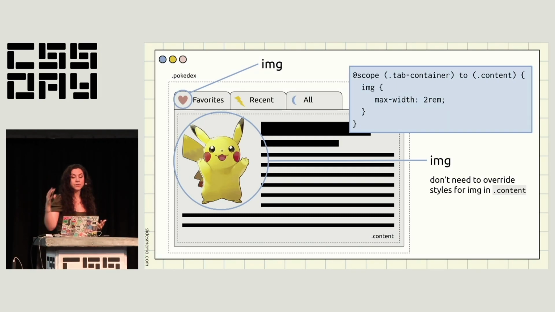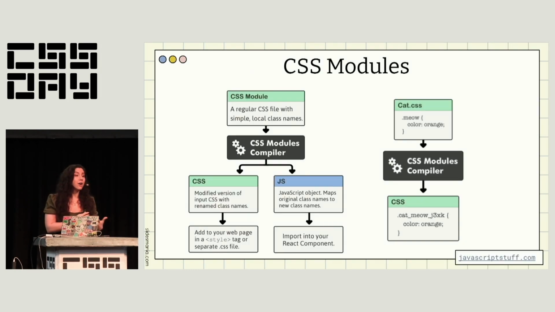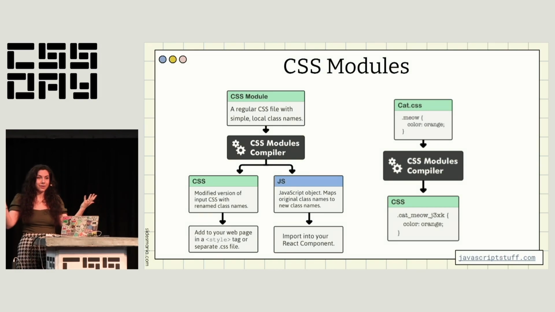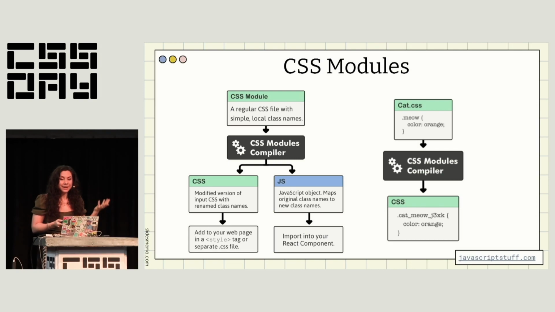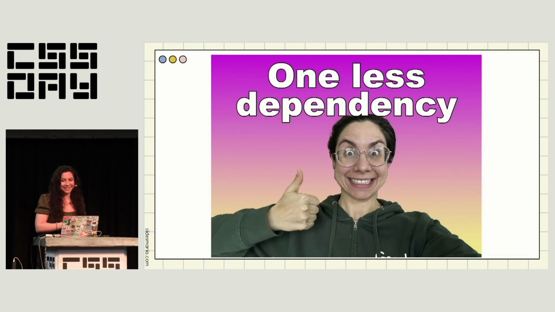We don't have to undo the styles for image. You don't have to use long class names to namespace everything. You can use scope. And you might already be doing this with another solution like CSS modules, which hashes all of your styles. And I really like CSS modules. I tend to use it for almost all of my React-based projects. But it's one less dependency.